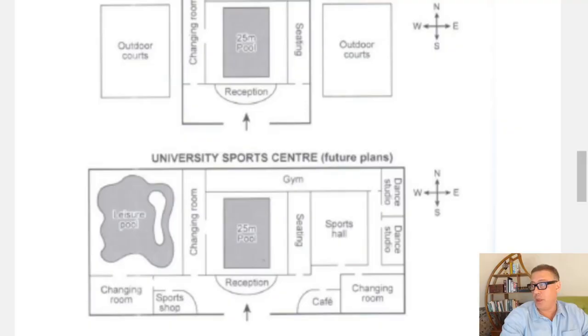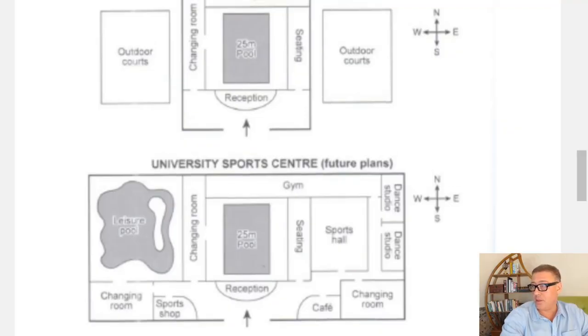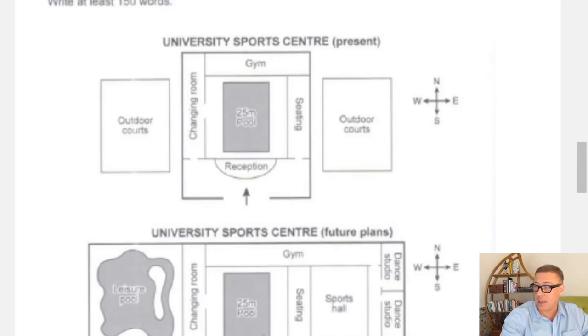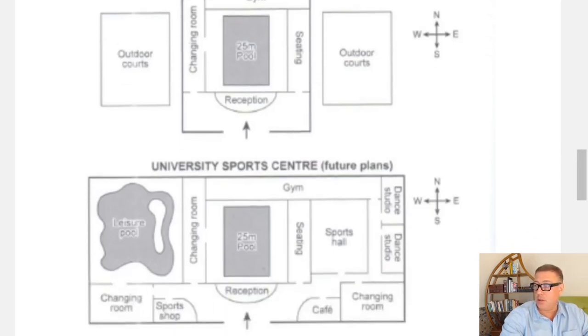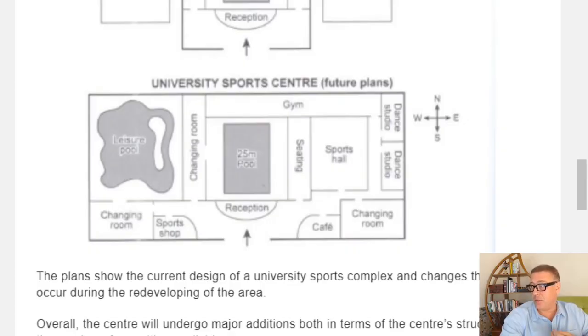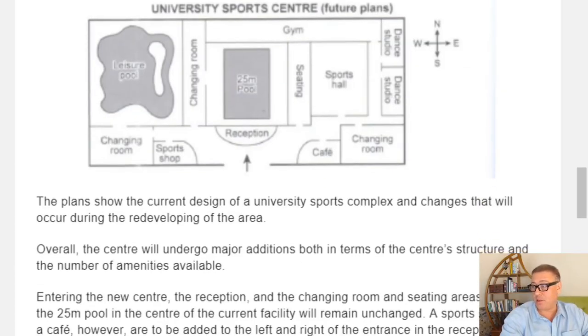So there's lots of new stuff planned to be added, but also structurally speaking, currently it's one building with outdoor courts to the east and the west of that building. And in the future, we're going to have a single structure, a single building, and inside that building, some of the things will be the same and some of the things will be different. So essentially, a very broad general way to describe that: major additions to the structure and the number of amenities or facilities available.